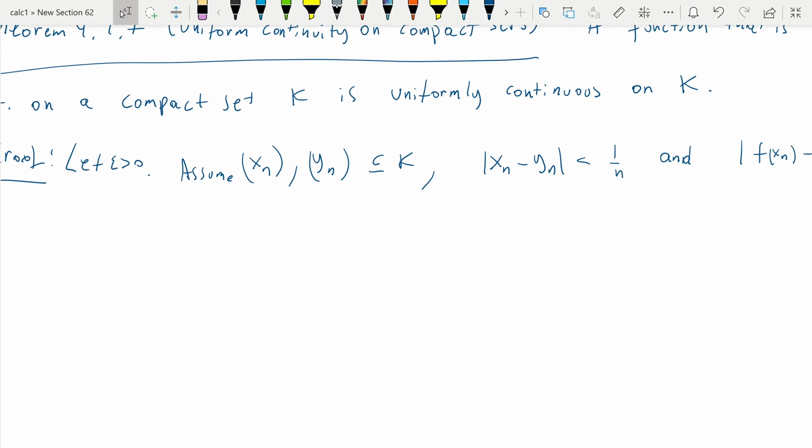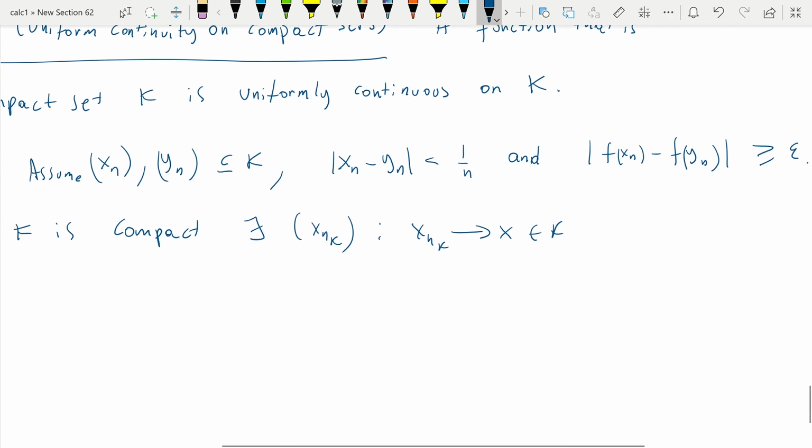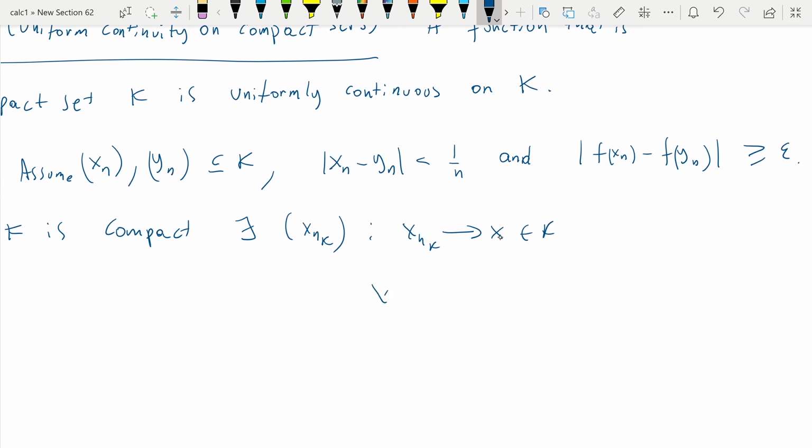Right, so first thing to notice is, because K is compact, there exists a subsequence x of nk such that x of nk converges to x in K. Now, x of nk converging to x in K implies in particular that y sub nk converges to x as well.